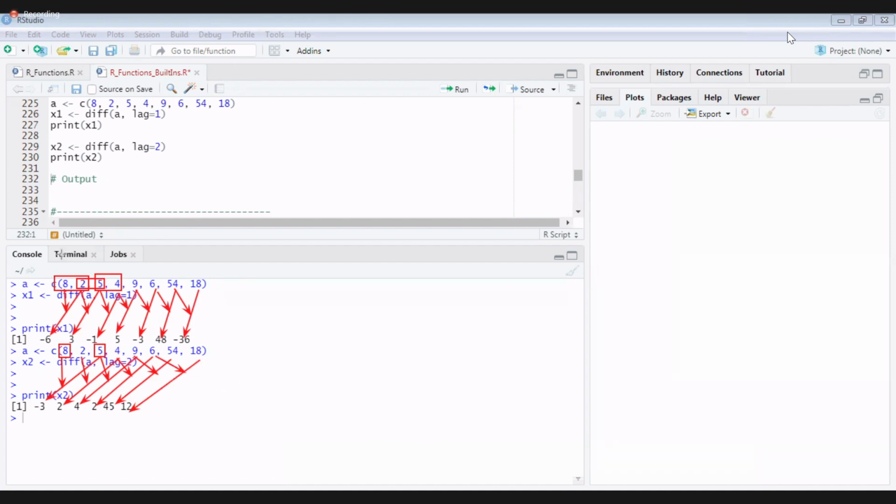If I give lag 3, what will happen? It will take the difference between 8 and 4, 4 minus 8. Next it will take 9 minus 2. Understood what lag is? It is how much difference you want between the elements. So this is all about lag. Clear?